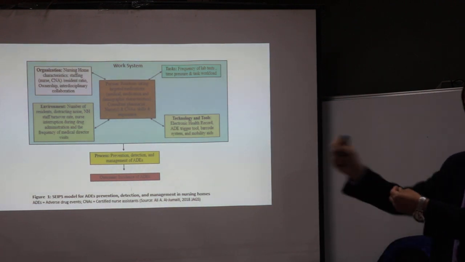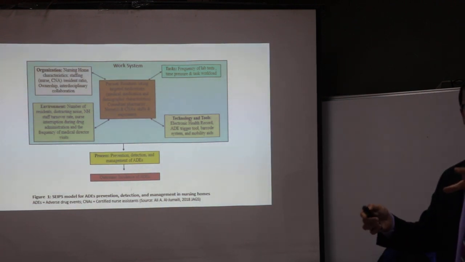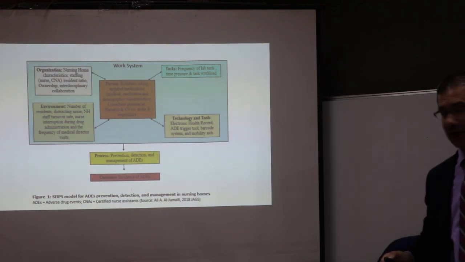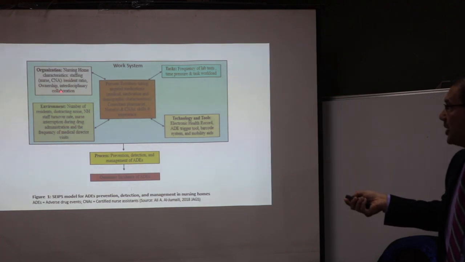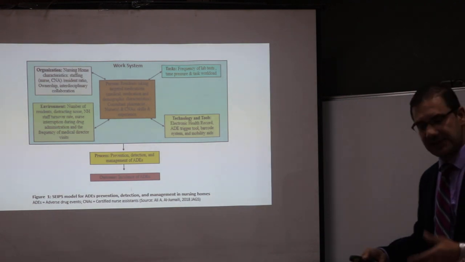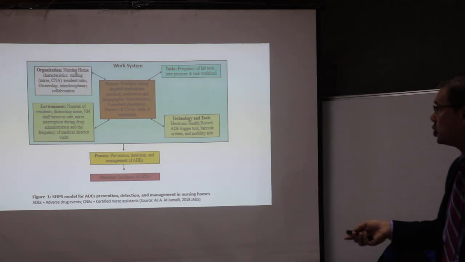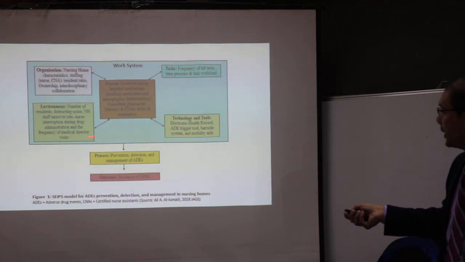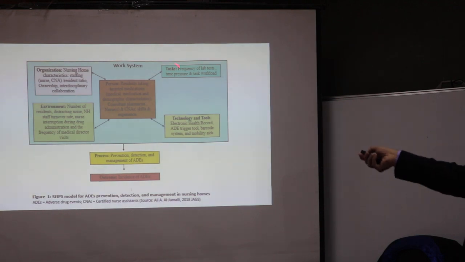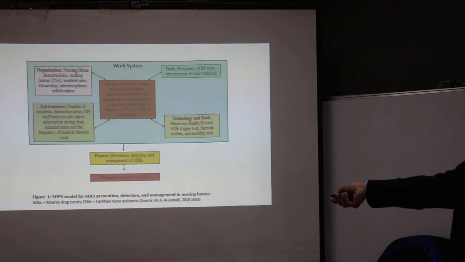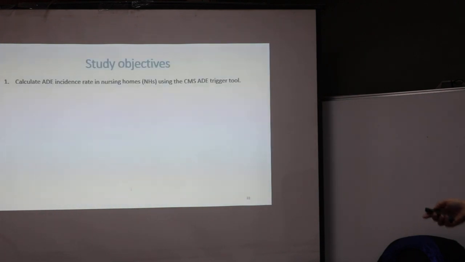At the organization level, did you see the number of nurses per resident? I tried to measure whether this number influences our outcome or not. Also the collaboration between nurse, pharmacist, and physician, and the environment. I needed to measure the distraction in the nursing staff, the number of physician visits, the distracting noise. Finally, this work system influenced the process and the outcome, which is the incidence of adverse drug events in nursing homes.